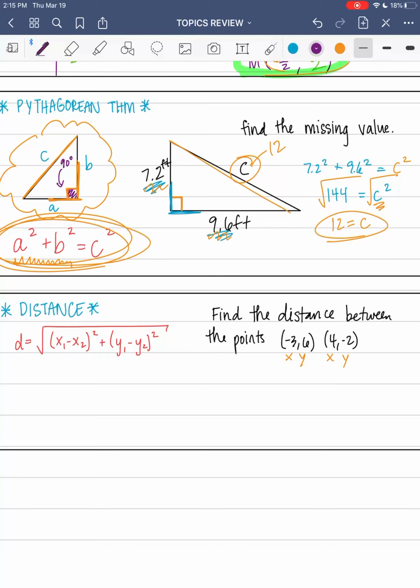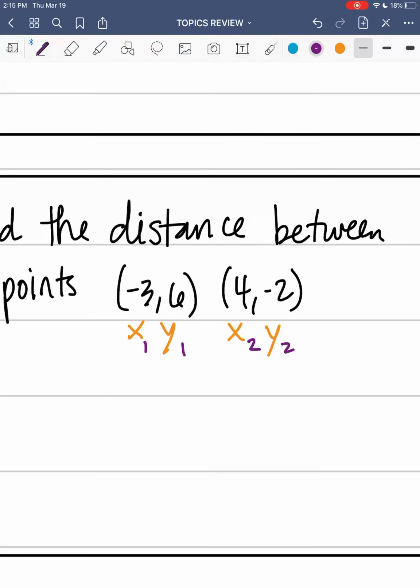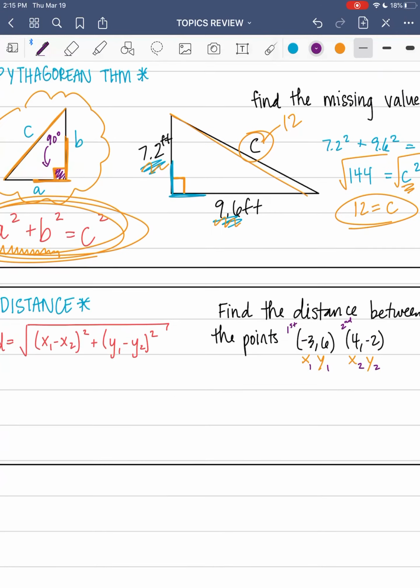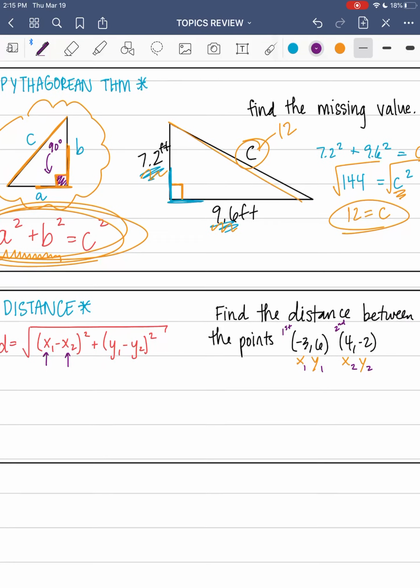So our first point, we'll label these x1, y1, x2, y2. These little 1s and 2s don't mean powers, it's not squared or anything. It's just saying this came from the first set of points and this came from the second set of points. That's what's going on in our formula here. It's saying this is the x from the first point, this is the x from the second point that we gave you. So we just have to fill in our formula.